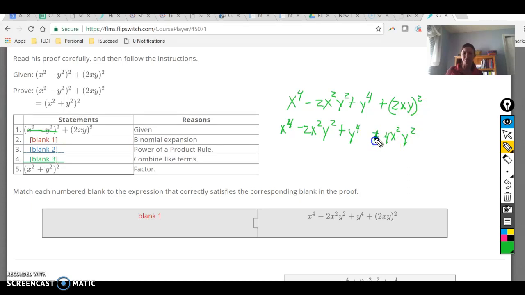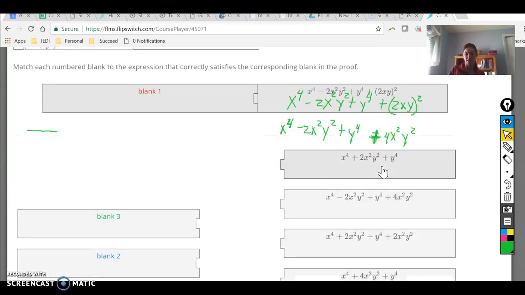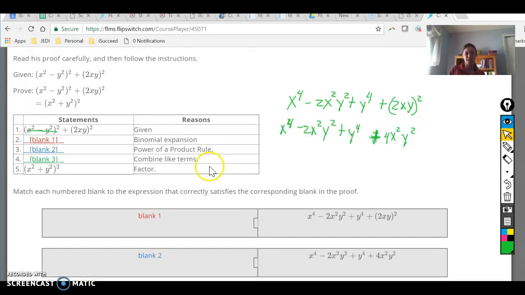So that's, or excuse me, plus 4x squared y squared. So that is not an equal sign there, but that is my power of a product. So I can scroll down and find that. Blank 2. Okay. And last but not least is combining like terms, and you'll see that these two terms combine.